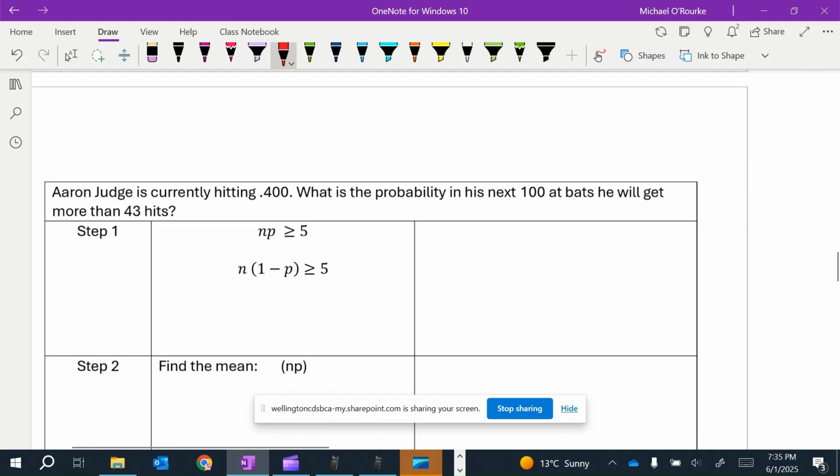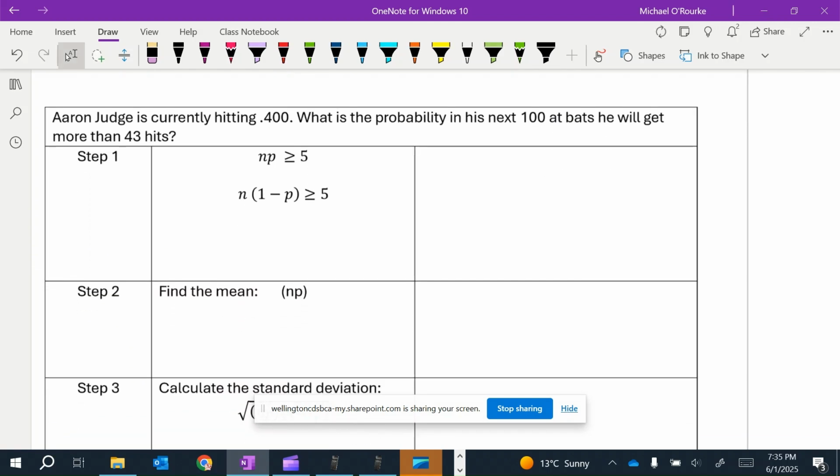All right. So same question, but I adjusted the number of at-bats. He's currently batting 400, so that's my probability. His next 100 at-bats, what's the probability he'll get more than 43 hits? So we're looking at a range, more than 43 hits. Our n times p is 100 times 0.4, which is going to be 40.